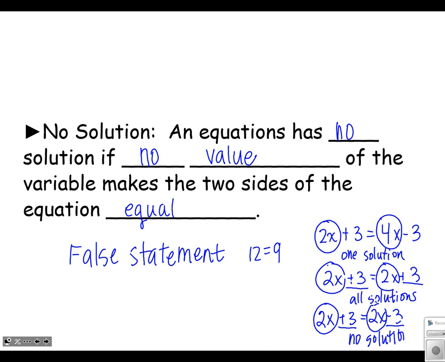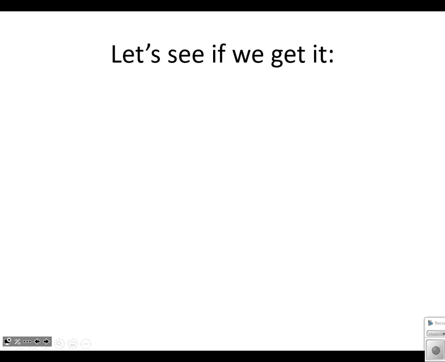So this is the trick I was talking about. After you do the first two steps when you're solving an equation, if you have the same variable term on both sides, then you're going to either have all solutions or no solutions, depending on if the constant's the same. If the constant's the same, you have all solutions. If it's different, you have no solution. If the two variable terms are different, then you're just going to have one solution. So that's pretty tricky, I think. So let's see if we get it.